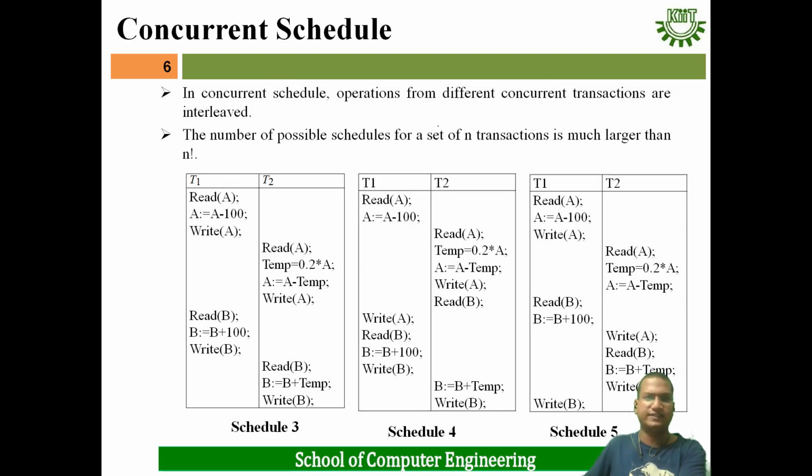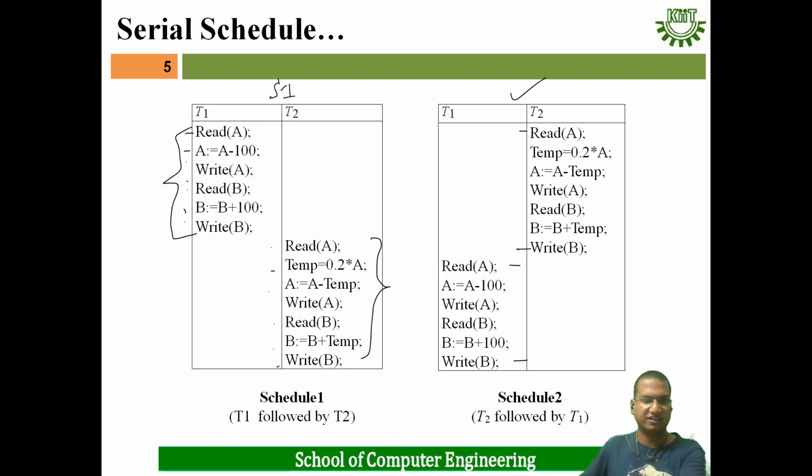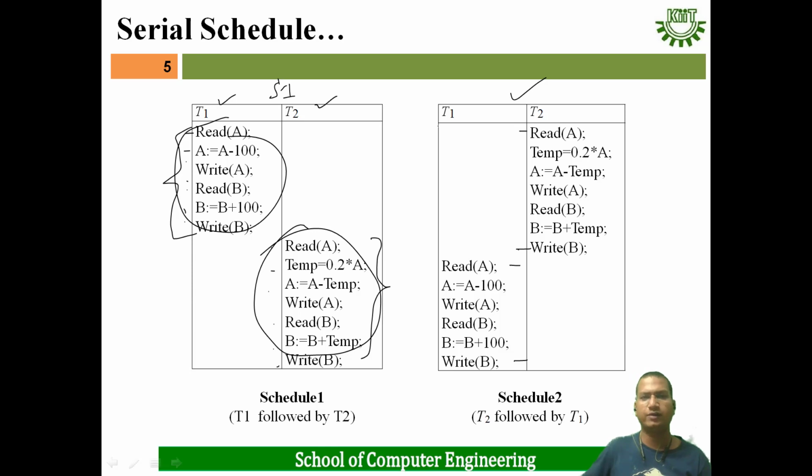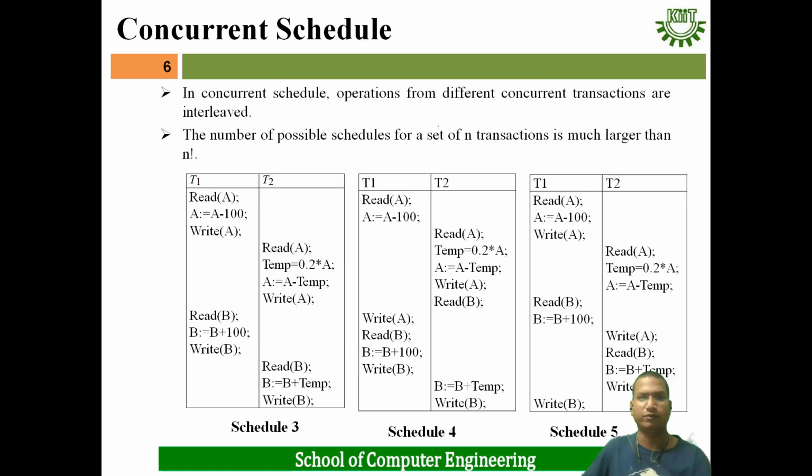Now we'll see concurrent schedules. Suppose the transactions T1 and T2 are the same. What is a concurrent schedule? I have already explained: in a concurrent schedule, operations from different concurrent transactions are interleaved. Suppose this is transaction T1 and this is transaction T2. If we execute T1 and T2 in an interleaved manner, that will be a concurrent schedule.